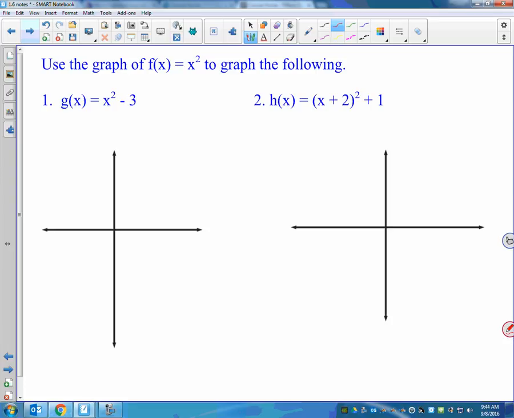So it says use the graph of x squared to graph the following, meaning that they hope that you know what x squared looks like. And so I'm going to graph both of them. I'm going to graph x squared, and then I'm going to graph the other one. If you don't want to graph both on your paper, you don't have to. But I'm going to graph both and then show you that's what just moving it left, right, up, down.